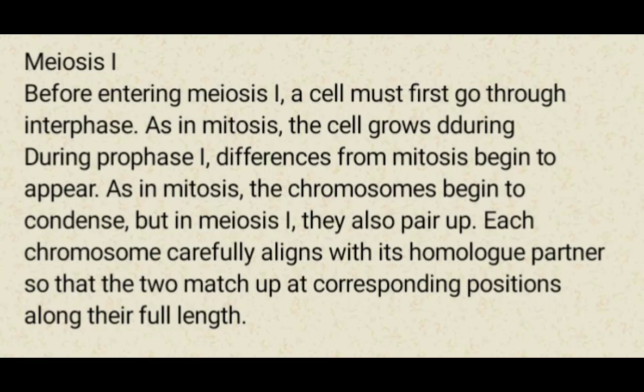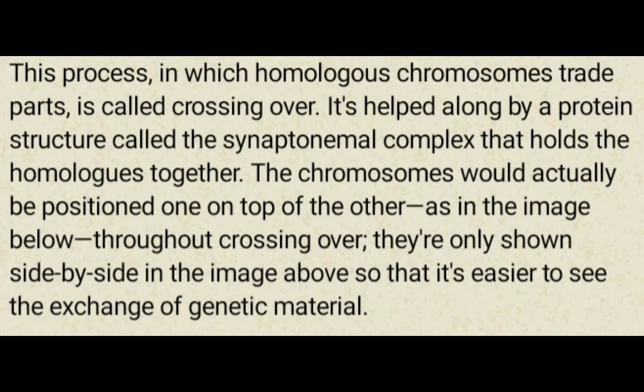Meiosis I. Before entering meiosis I, a cell must first go through interphase. As in mitosis, the cell grows during interphase. In prophase I, differences from mitosis begin to appear. As in mitosis, the chromosomes begin to condense, but in meiosis I, they also pair up. Each chromosome carefully aligns with its homologue partner so that the two match up at corresponding positions along their full length. This process, in which homologous chromosomes trade parts, is called crossing over.